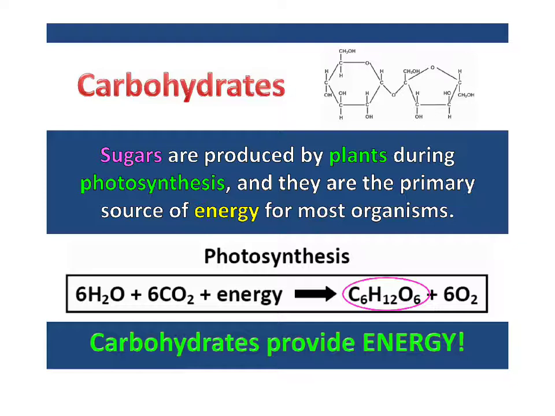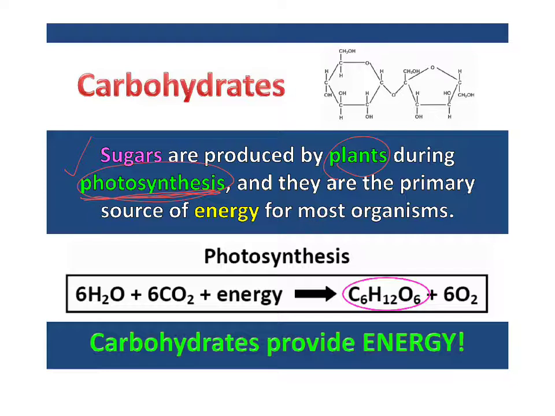Sugars are produced by plants during the process of photosynthesis. Take a look at your notes. What process produces sugars? It's the process of photosynthesis. Write it down. You guys talked about photosynthesis in middle school, and we're going to talk more about it in this class.